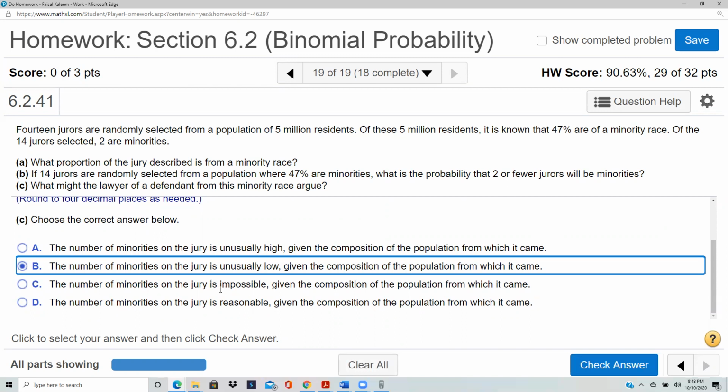It's not impossible, it can happen. Remember, we talked about it very early on. Nothing is 100% sure and nothing is impossible in most situations. It's just unusually low.